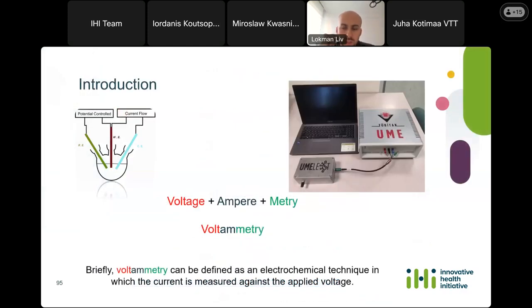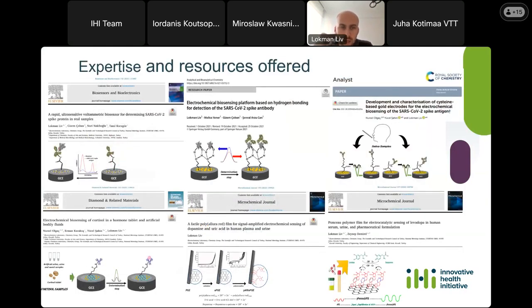First, I would like to give very brief information about the technique we used. It's called voltammetry, which is briefly defined as an electrochemical technique in which the current is measured against the applied voltage. Next slide, please. Now, I would like to explain our expertise.